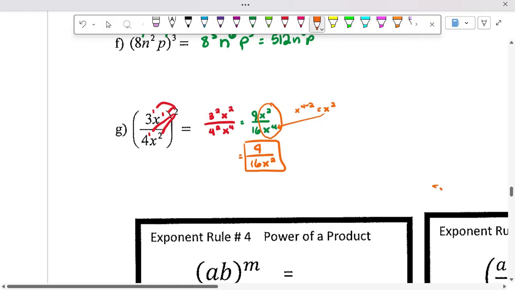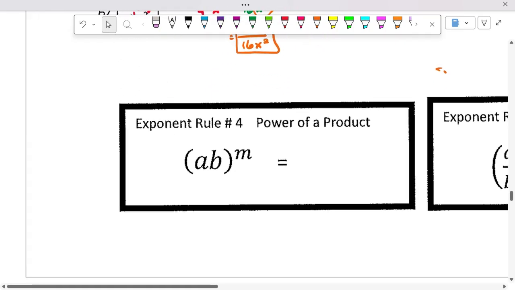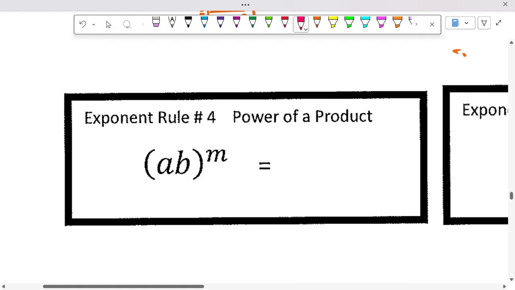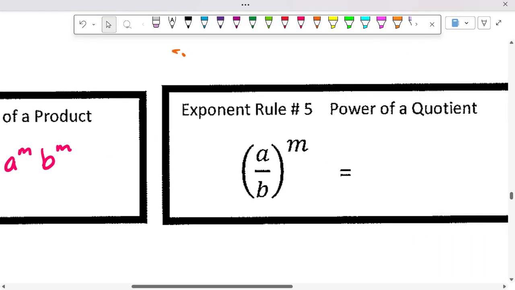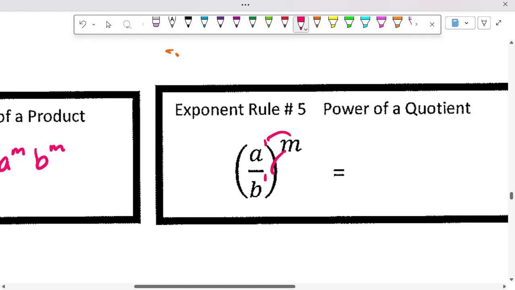So, power of a product, again, you just multiply it to all the bases. So this would be a^m b^m. Same thing with a quotient. You would multiply it to both the bases. So this would be a^m over b^m.